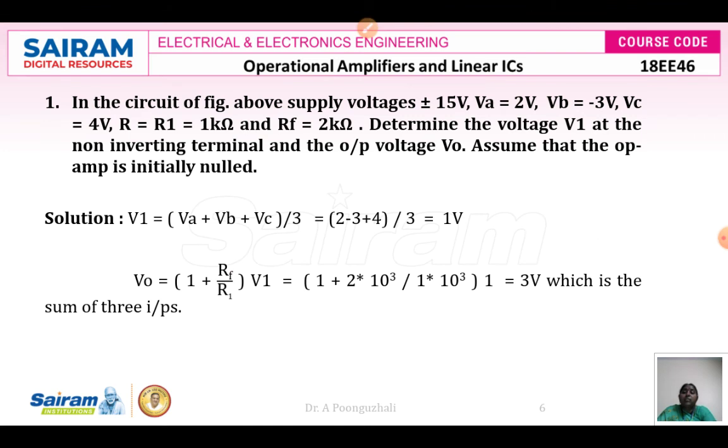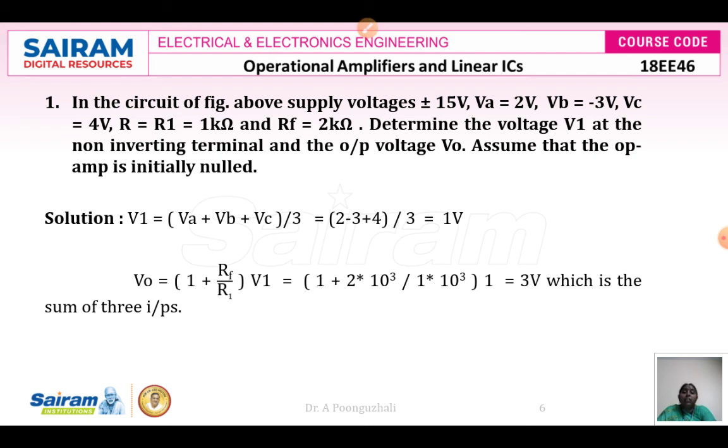Next, we are going to see the circuit of the figure above. Supply voltage is plus or minus 15 volts, VA is equal to 2 volts, VB is equal to minus 3 volts, VC is equal to 4 volts, R is equal to R1 is equal to 1K and RF is equal to 2K. Determine the voltage V1 at the non-inverting terminal and the output voltage V0. Assume that the output op-amp is initially nulled. That means your output offset voltage is going to be 0 there.